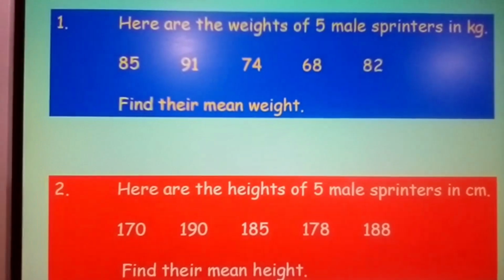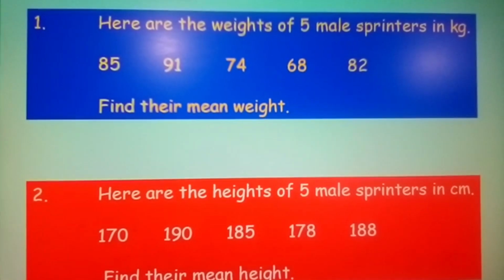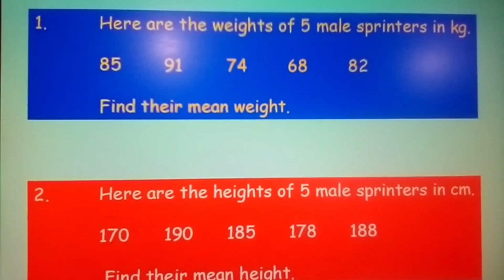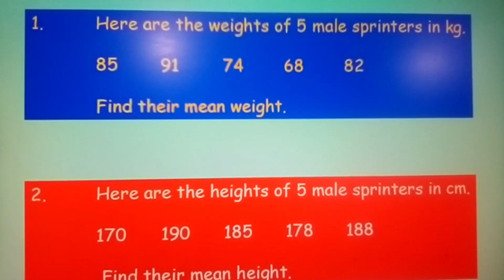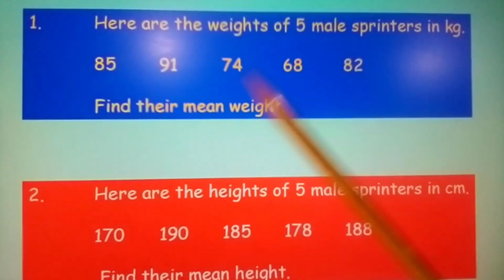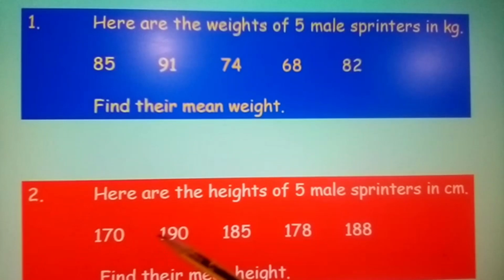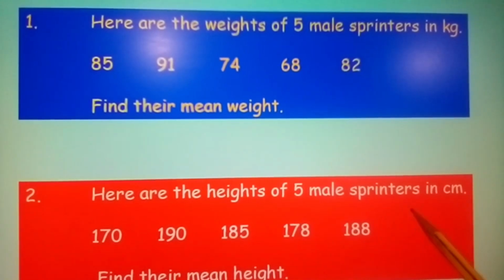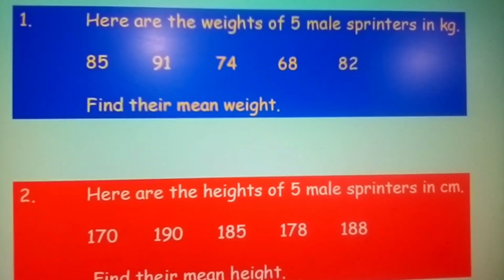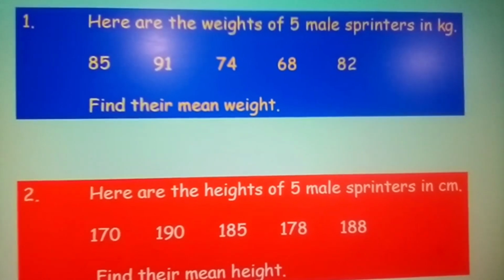Questions on mean. Now here are the weights of 5 male sprinters in kilograms. Again, find the mean weight. Here are the heights of 5 male sprinters in centimeters. Find the mean height.